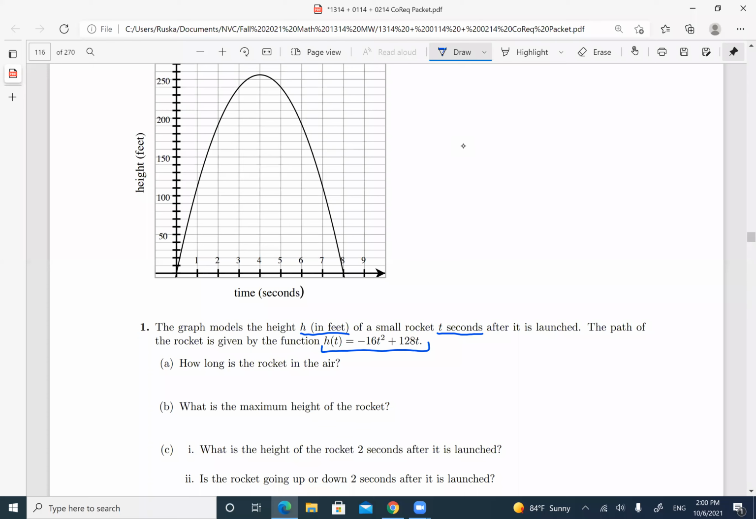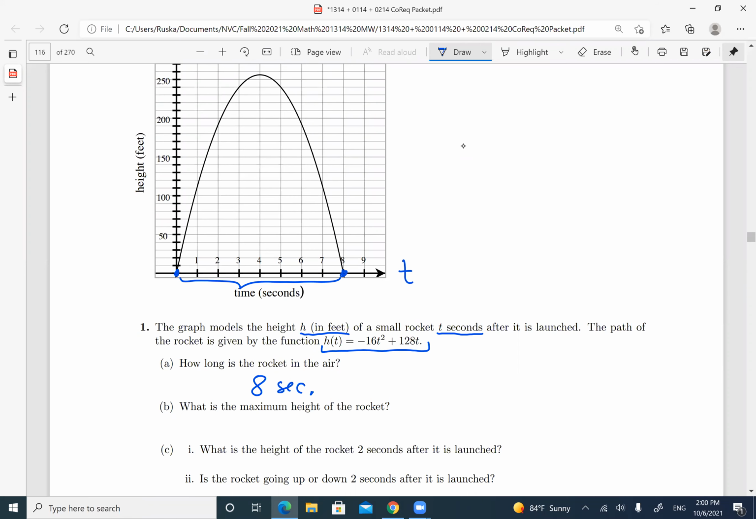How do you know that? You're going to look at the time, right? How long is it in the air? Can you tell me? 8 seconds. 8 seconds, good job. It's starting from here and ending here. That's 8 seconds. Everybody see that?